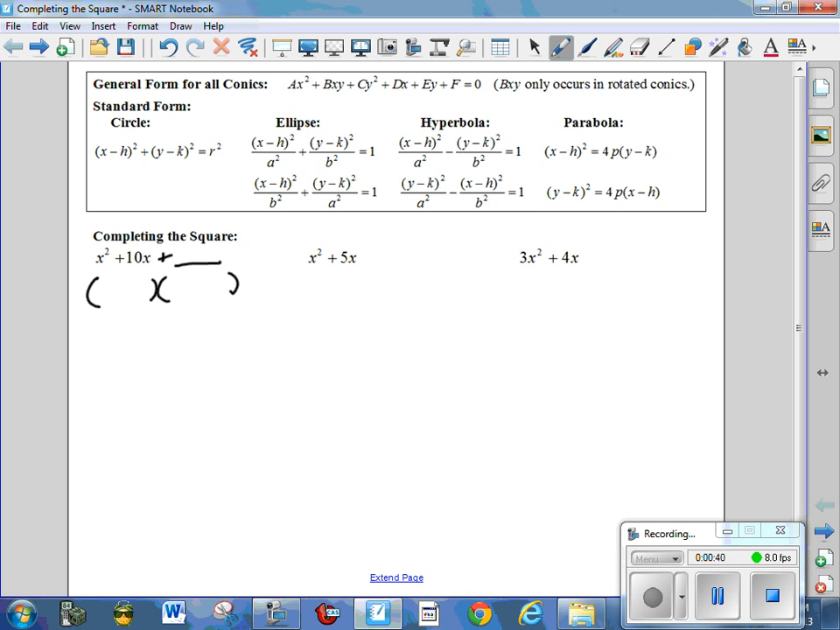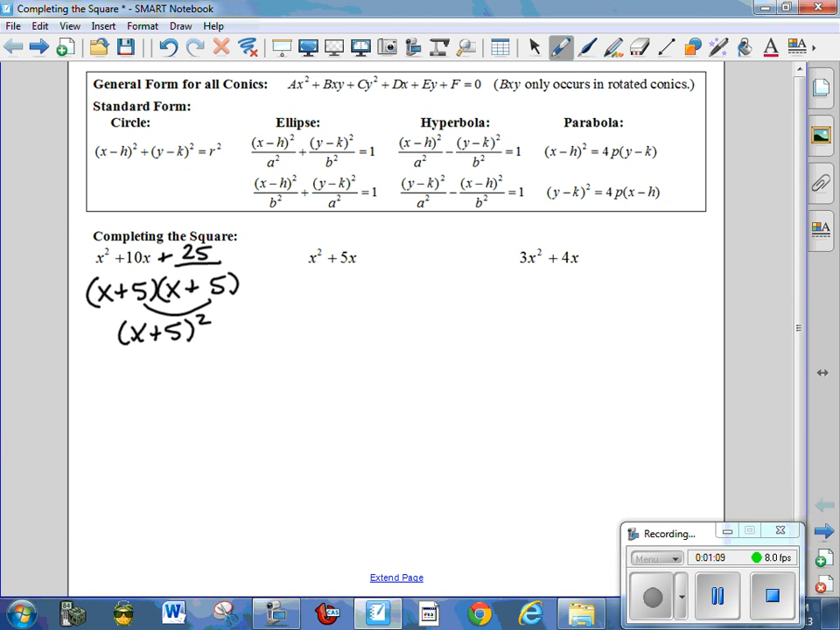So for example, in the first one, I know that the first two terms have to be x. Now to get 10 for the middle term, I have to have half of it in each binomial. So I divide that in half and say that's 5x. So that means I have to put a 5 in the second term of each binomial, making them both plus. And then if I were to multiply this out, the third term would be 5 times 5, which is 25. So that's called completing the square. The goal is that I can then write this as x plus 5 squared.